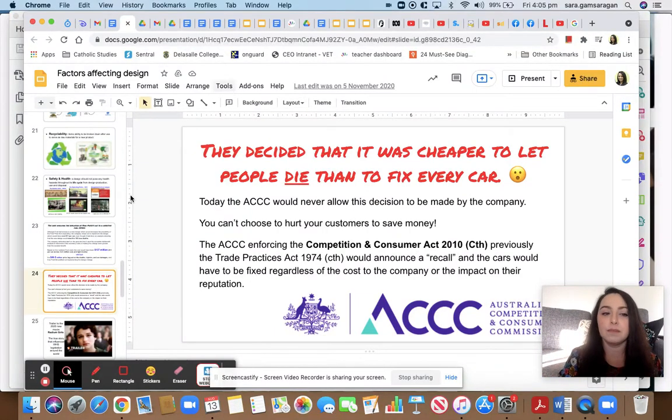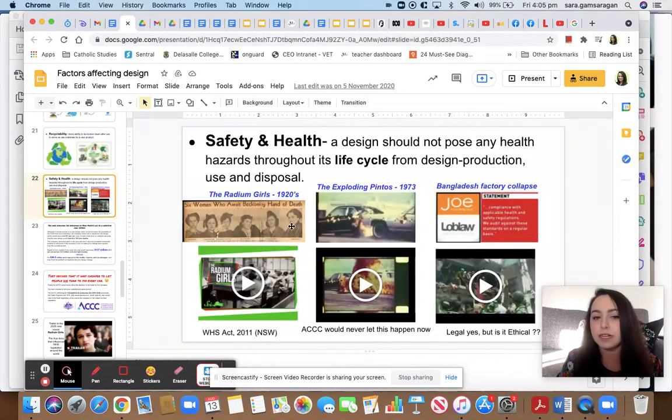Okay, so that's a good example for consumer safety, but that's very different to work health and safety. So work health and safety is the safety that a designer must ensure for the workers who make the products. So not the consumers who buy the products, the workers who work in the factories, or the workers who work in the shop. They have to have a safe environment to work in.